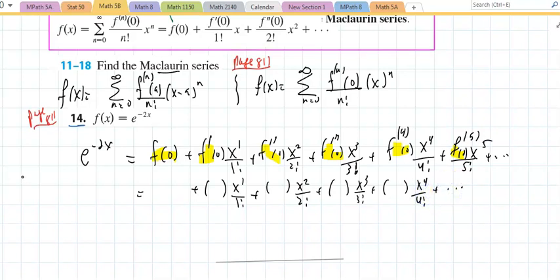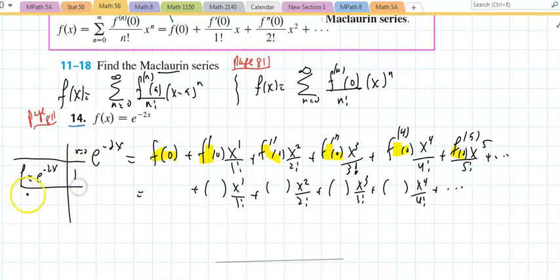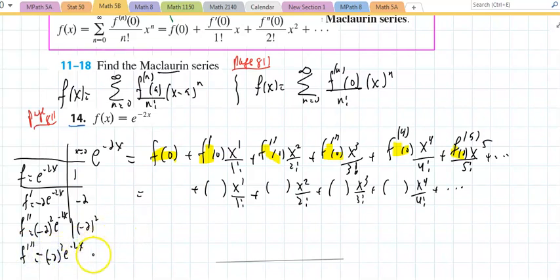Well, on the side, I'm going to say, well, let's say f is e to the negative 2x. If I evaluate that at x equals 0, e to the 0 is 1. A derivative, isn't that negative 2 e to the negative 2x? At 0, that's negative 2. How about a second derivative? Negative 2 times negative 2, that's negative 2 squared e to the negative 2x. Isn't that a negative 2 squared or 4? Third derivative, isn't that negative 2 cubed e to the negative 2x?